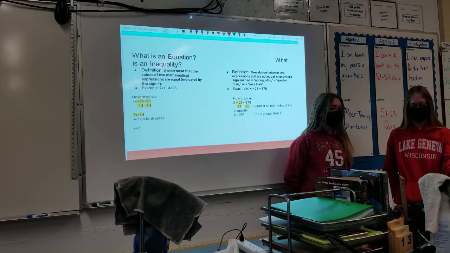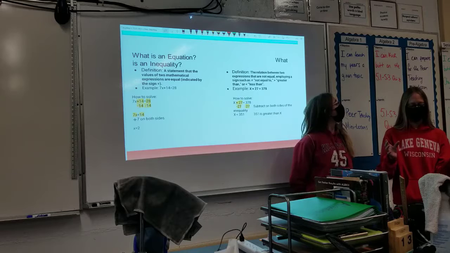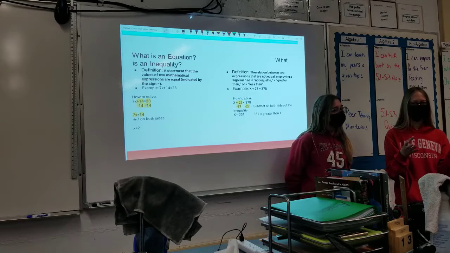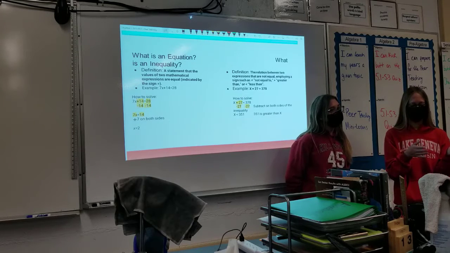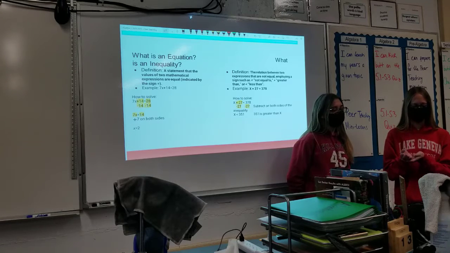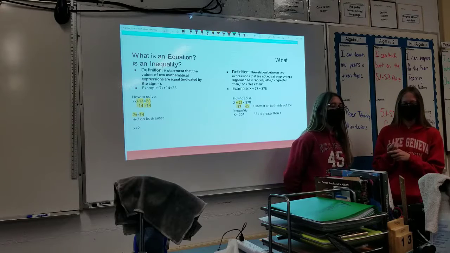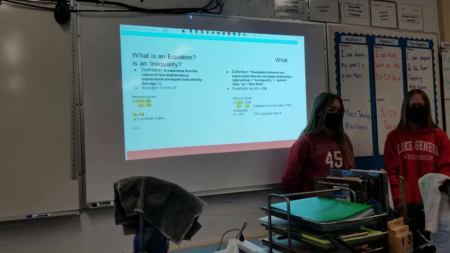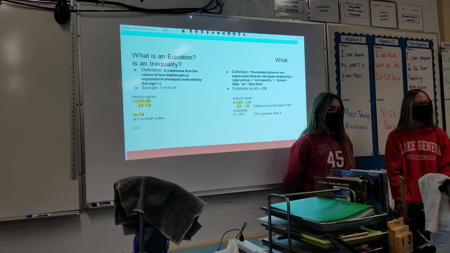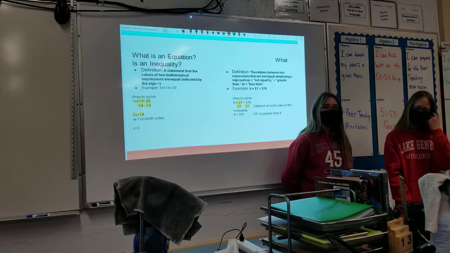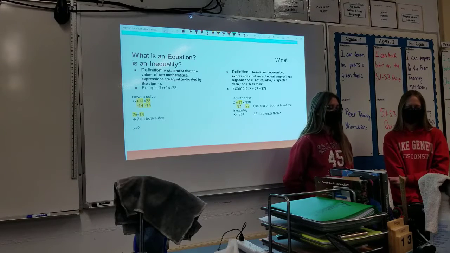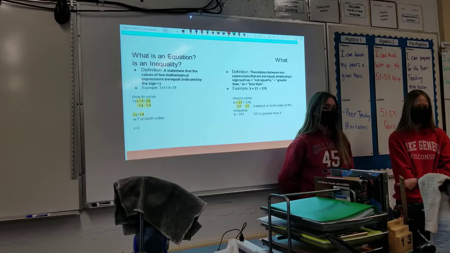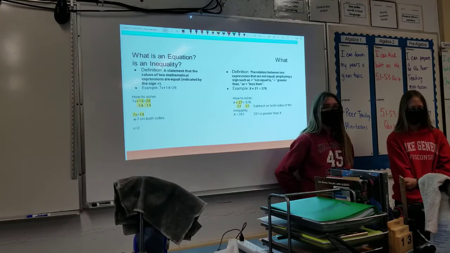And then here's an example of how to solve it. Basically you're getting the variable and coefficient to one side and the constant on the other, and then dividing to get what the variable is. So that's what I did there. And the definition of an inequality is the relation between two expressions that are not equal, employing a sign such as not equal to, greater than, or less than. And here's an example. So you would just subtract it. So then your variable is either greater than, less than, or equal to the number.